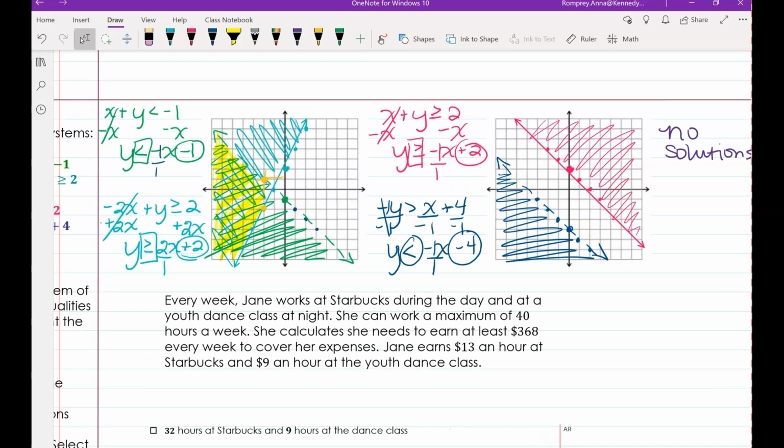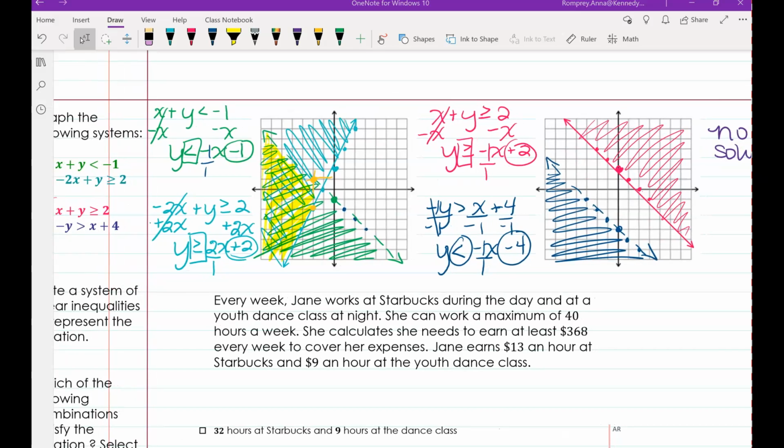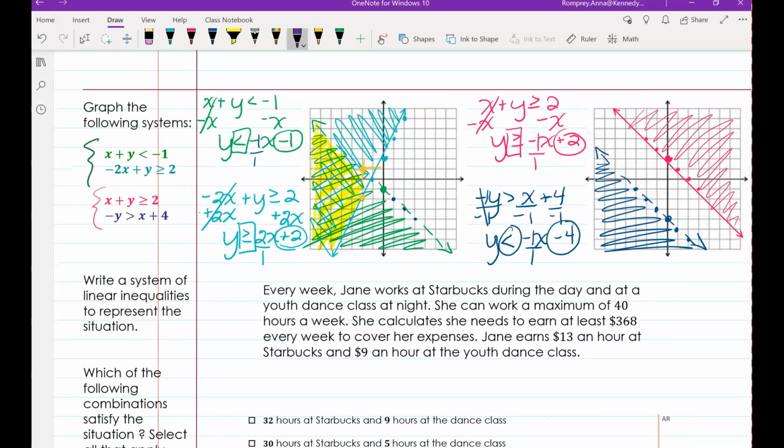Awesome? Okay, let's take a look at a real-world example. Alrighty, so we are given the situation that every week Jane works at Starbucks during the day and at a youth dance class at night. She can work a maximum of 40 hours a week. She calculates she needs to earn at least $368 every week to cover her expenses. So Jane earns $13 an hour at Starbucks and $9 an hour at the youth dance class. So let's see what they want us to do. So first, write a system of linear inequalities to represent the situation.